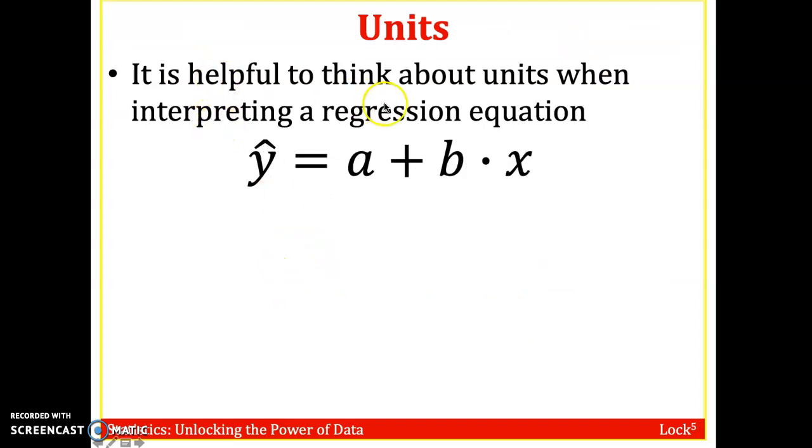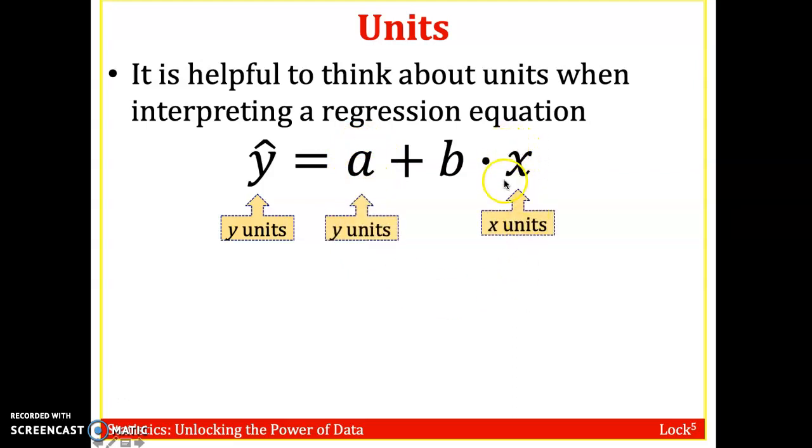Okay, so I think it's helpful to think about units when you're interpreting a regression equation. The output is going to be the units of the y-axis, whatever they may be. The y-intercept is also going to be y units. The x, of course, is going to be the units on the horizontal axis, or the x units. And b is the slope. If you're thinking rise over run, the units will be the y units over the x units.